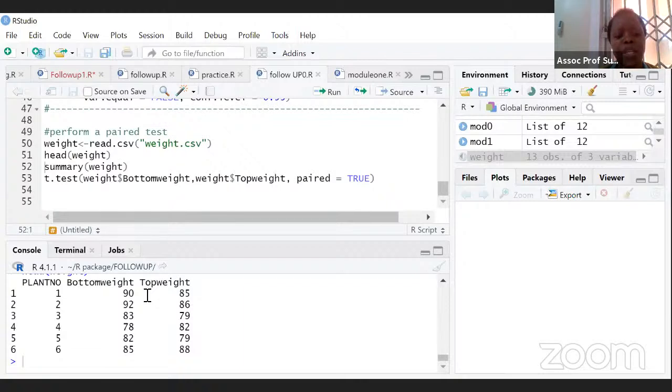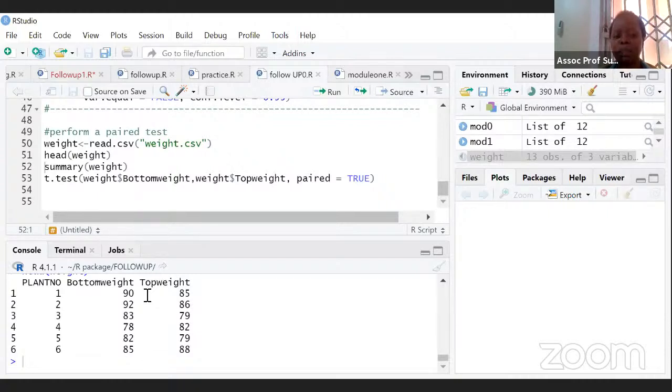Then, as usual, when you get a data set, do summary statistics. You do some graphs and some numerical summaries to have a feel of your data, to see whether there are differences. Is it worth conducting a paired t-test? If you find that the bottom weight is maybe 80 and the top weight is 81, should you go ahead and conduct a t-test? That's the reason why we do descriptive statistics.